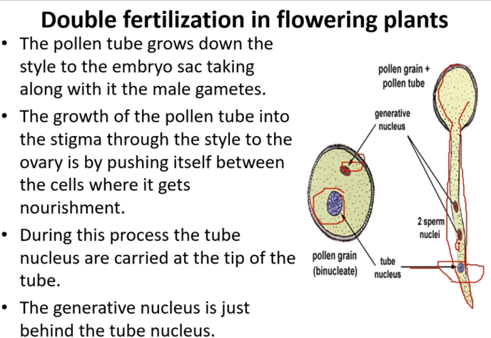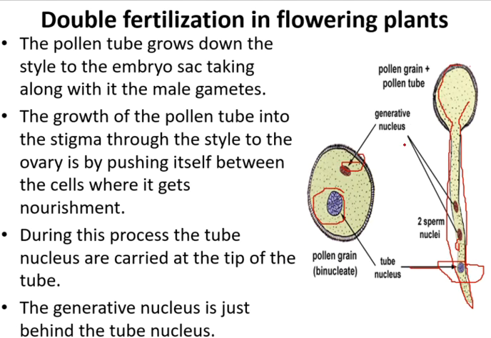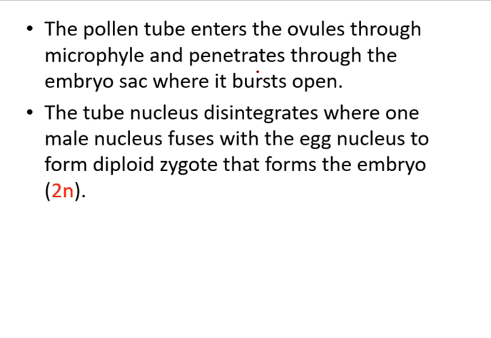Somewhere here we have the generative nucleus, and the generative nucleus divides by mitosis to form the two male nuclei here. As you can see, the two male nuclei, this one and this one, come from the generative nucleus here, which divides to form these two male nuclei as the pollen tube grows down the style. The pollen tube enters the ovules through the micropyle and penetrates the embryo sac where it bursts open. The tube nucleus disintegrates and one male nucleus fuses with the egg nucleus to form a diploid zygote that later becomes the embryo.